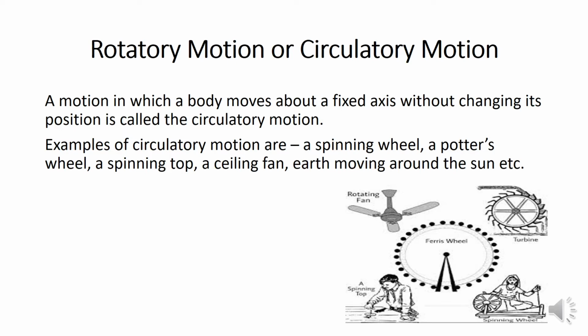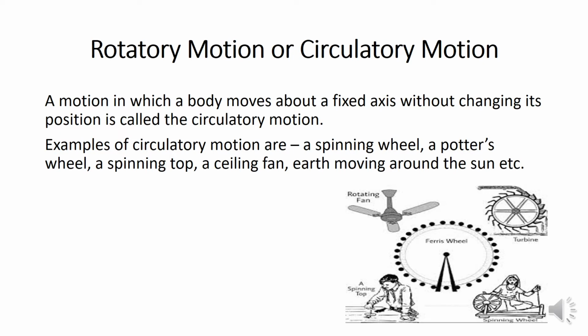Now, rotatory motion or circular motion is all about a body which moves about a fixed axis without changing its position. For example, the Ferris wheel that you see moving in a circle. The plane moving is linear or translatory motion, but the propellers are moving around a fixed point, so they are rotating, just like the ceiling fans that you have. And the car moving in a straight line is translatory motion, but the wheels are rotating around, so that is an example of circulatory motion.